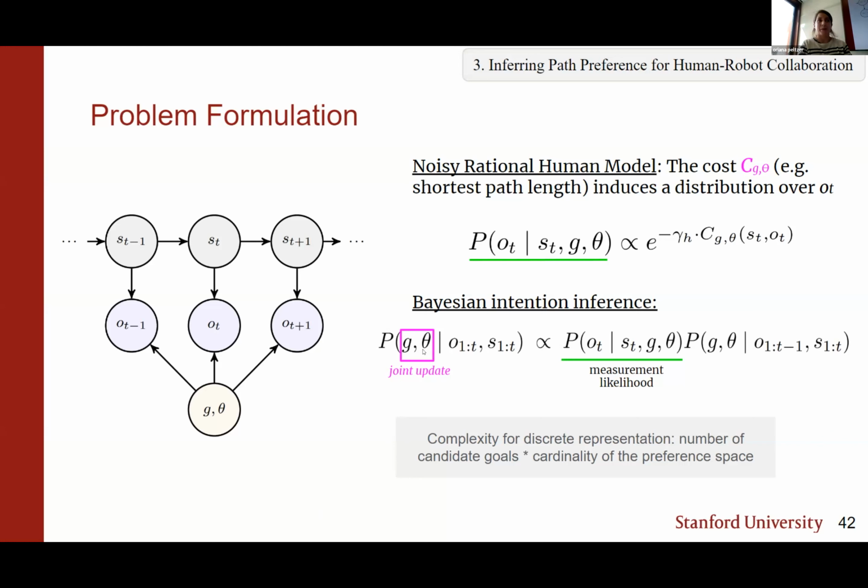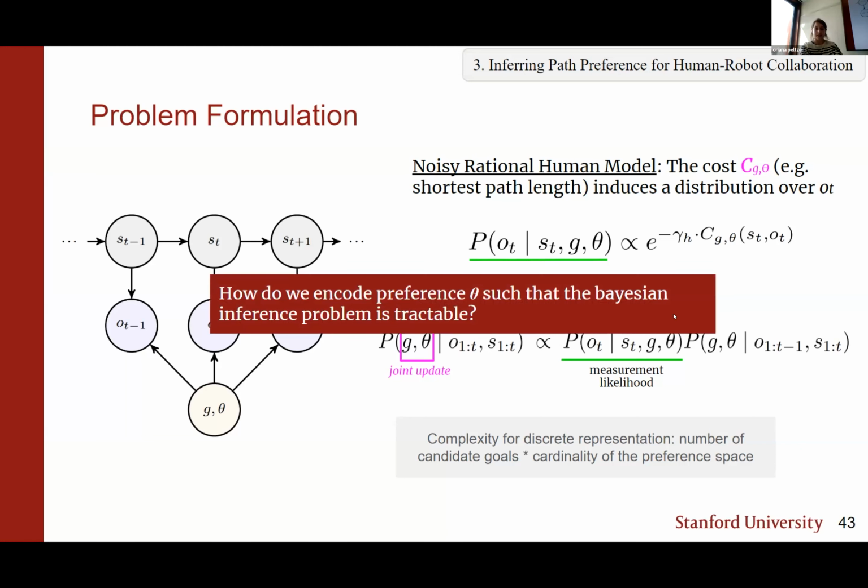Depending on how we encode the path preference, the cardinality of the preference space could quickly explode with the complexity of the environment. If we think of them as being homotopies, the more obstacles we add to the environment, the more possible combinations there will be. So we're really interested in encoding the preference such that this problem is tractable and doesn't explode with the size of the environment.